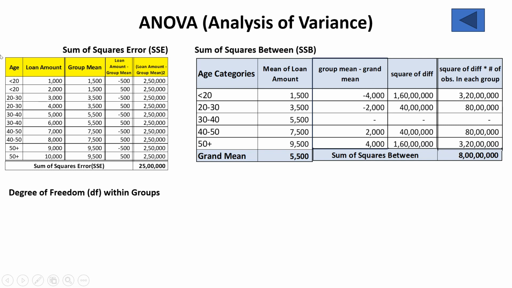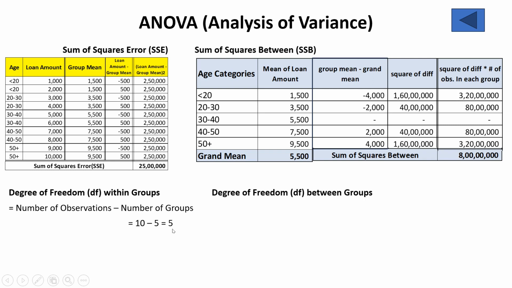What is the degree of freedom that we have within each of the groups? For that, the formula is the number of total observations that you have in your data, minus the number of groups. So the number of total observations which we have is 10, and the number of groups, which means categories, that we have is 5. So 10 minus 5 is 5. That's our degree of freedom within groups. So 5 is the degree of freedom within groups.